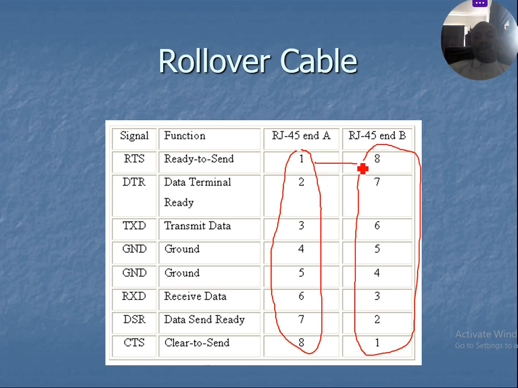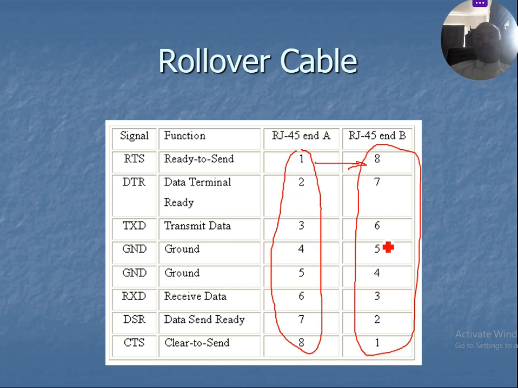So 1 goes to 8, and A and B, same cable, from one end of the cable to the other end. 1 goes to 8, 2 goes to 7, 3 goes to 6, 4 goes to 5, 5 goes to 4, 6 goes to 3, 7 goes to 2, 8 goes to 1. Okay, so now these are the functionality. For example the RTS, which is ready to send, that's pin 1 to 8. Then pin 2 to 7 means data terminal ready. So that's DTR.